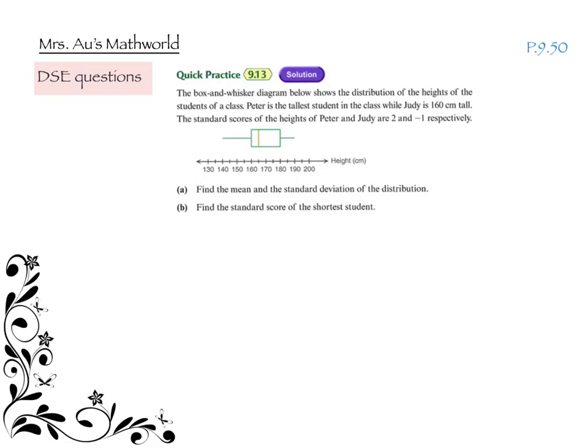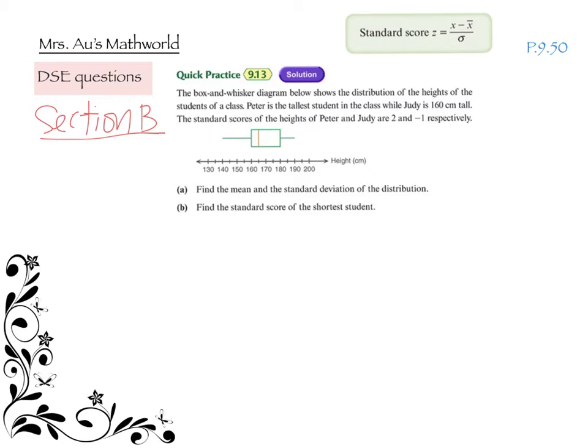So please go to page 9.50. So this one is a very typical DSE question, which may be in a conventional question, and which also may be in MC. So this type of question is actually quite good to be done with because the standard score formula is not difficult to use, and it must be a section B question because standard score is originally in section B. Okay, so for your reference, I've put the formula here.